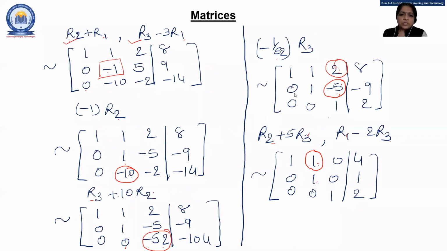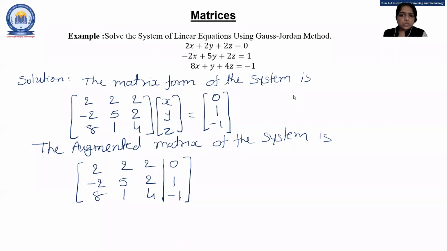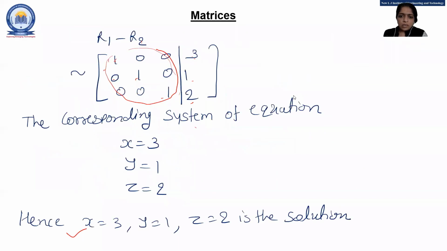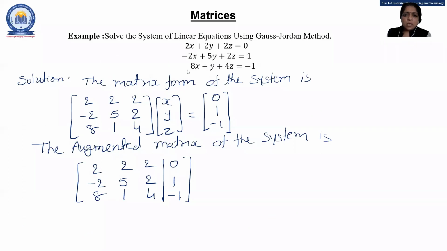So let's move with one more example with Gauss-Jordan. Okay, see, this is the solution of the given example. For the next example, again, see, they ask to solve the system of linear equations using Gauss-Jordan. Again, we have a system of linear equations. We convert into the matrix form, we convert into the augmented form.